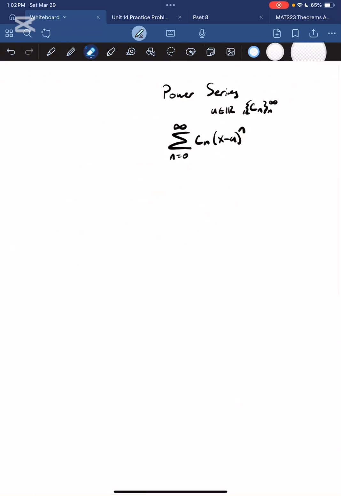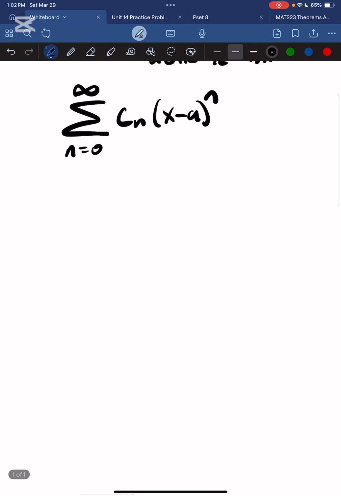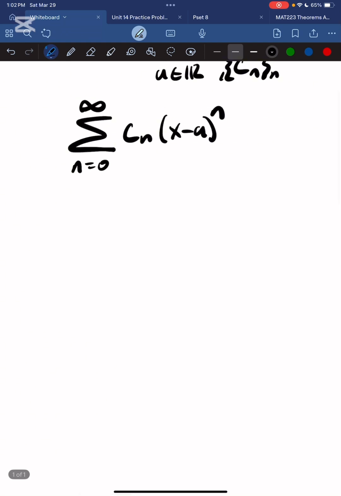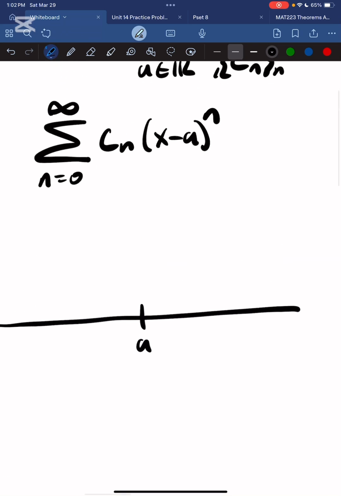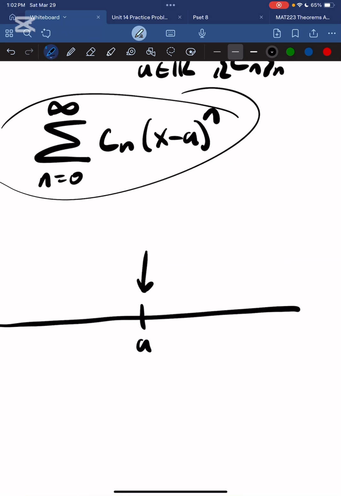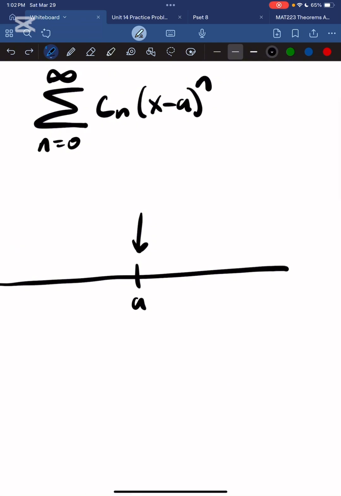And these values of x must be centered at a, on some interval around a. So if we have a number line, and this is a, there is some interval centered at a where this is convergent. And when x is literally a, this cancels out to 0, and then this whole thing is 0, meaning it's convergent. The infinite sum of 0 is 0. So we know it's an interval centered at a that includes a.